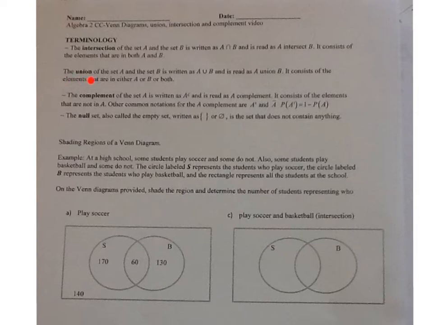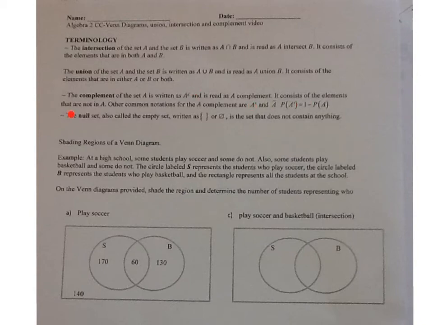The union of set A and set B is written as A ∪ B, which looks like the U for union, and is read as A union B. It consists of the elements that are in A or B or both. So it's both together. The complement of set A is written as A with that little C above it, and is read as A complement.